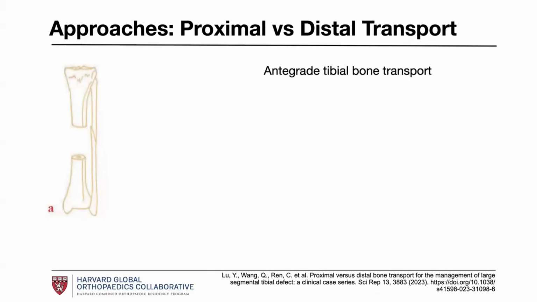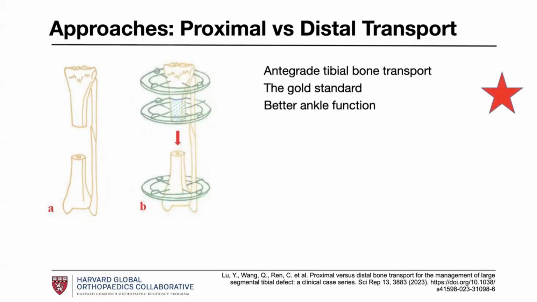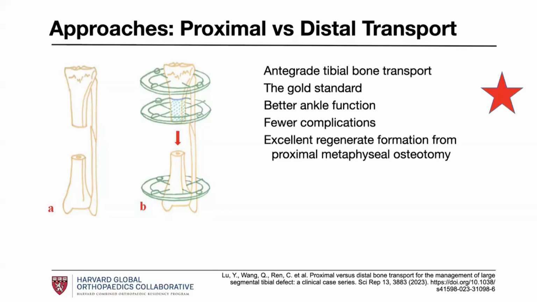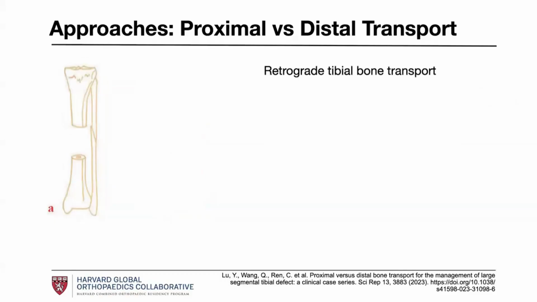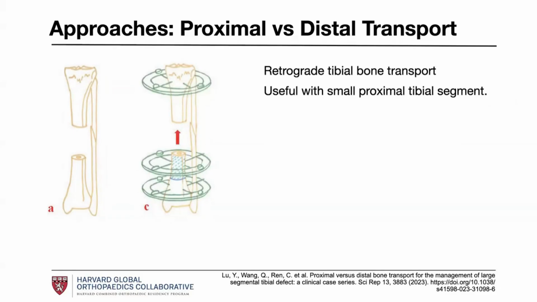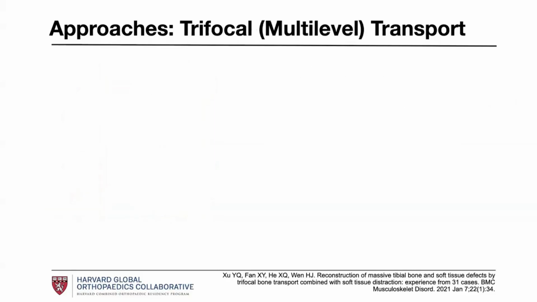How are we going to move the bone? Are we going to do an antegrade bone transport? This is really the gold standard, and the antegrade transport results in better ankle function, fewer complications, and excellent regenerate formation and proximal metaphyseal osteotomy. Retrograde tibial bone transport, this may be required, especially with small proximal segments or very proximal defects. The regenerate bone does tend to grow a little bit slower, takes more time.